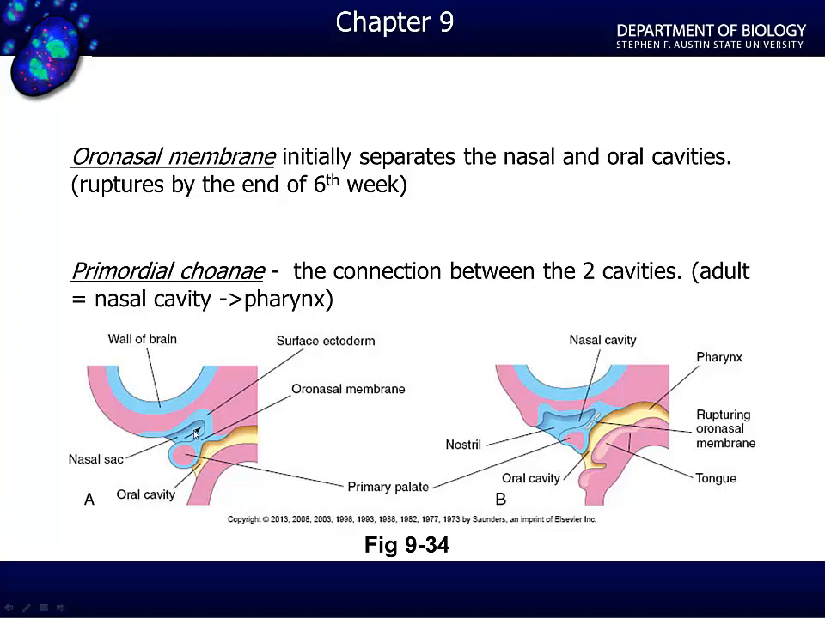Now this is going to continue to grow, and this is going to deepen and expand the nasal cavity. Certainly our oral cavity is growing. And so by about the 6th week, this membrane has become so thin that it is actually going to rupture. And when this membrane ruptures, we're going to have one large common cavity. And so this one large common cavity is what's referred to as the primordial choana. And this choana is going to be our nasal cavity plus the pharynx. And so it's going to be all joined together.